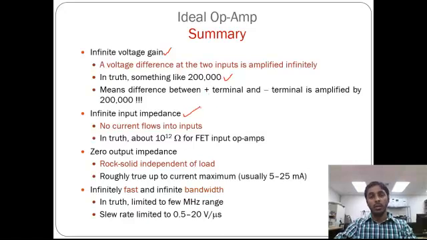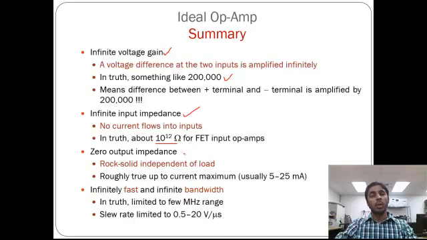So infinite impedance, so that we are not going to load the source. Infinite impedance means infinite resistance. If the resistance is too high, then according to Ohm's law, the current will be approximately equal to 0. So ideally speaking, there is no current entering the terminals of an op-amp because of the very high input impedance. In truth, it's around 10 to the power of 12 ohms.